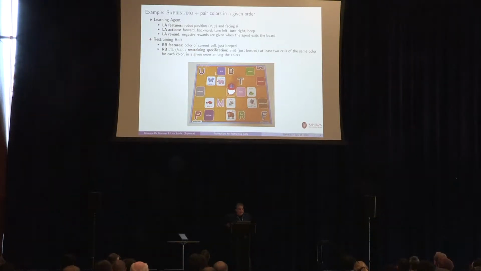This is Sapientino. This is a game for kids in Italy, very famous among kids. You essentially have a little robot, this thing over here, and you see you have arrows on its head. With these arrows you can control the robot, and the feature is the robot position, and we have a variant in which we can also see the angle, what the robot is facing. Then we have actions: go backward, forward, left, right, and then beep. There is a central button where you beep. Rewards: negative rewards if you get out of the board. That's the only thing you have.